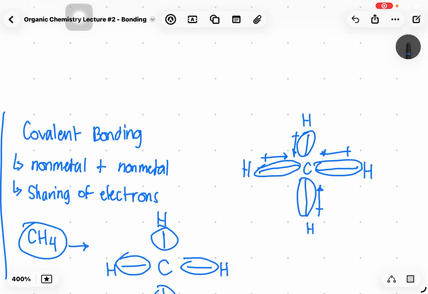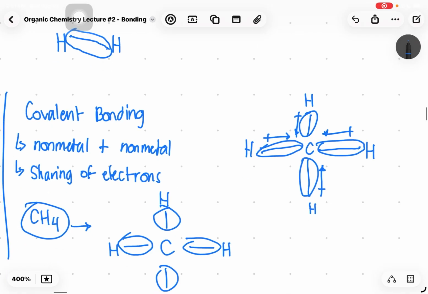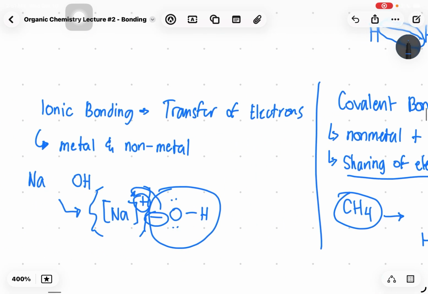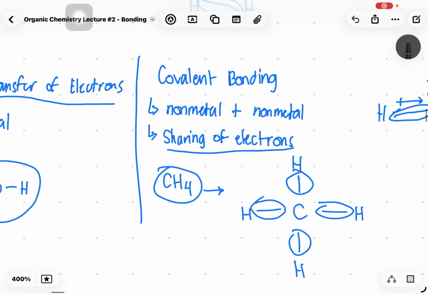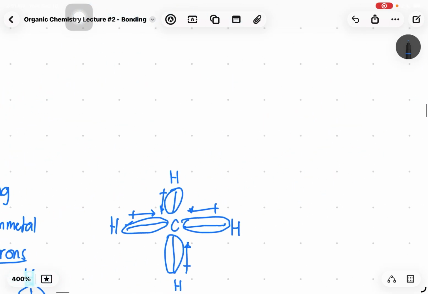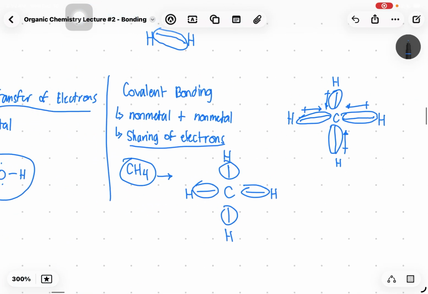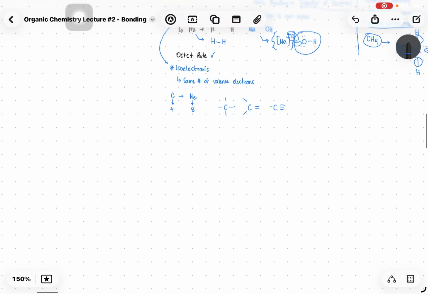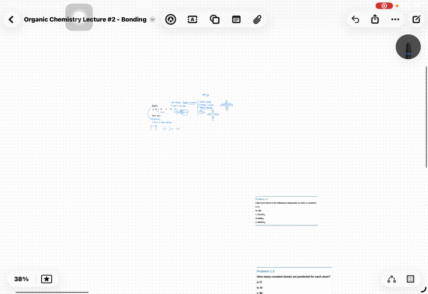So let's summarize this. Covalent bonding is a 2-electron bond. As if we have H2 again, there's 2 electrons that will bond with each other, sharing that space. That's it. Remember, covalent bonding is the sharing of electrons, and ionic bonding is the transferring of electrons. And that's it. So, with that out of the way, let's move on to a sample problem.